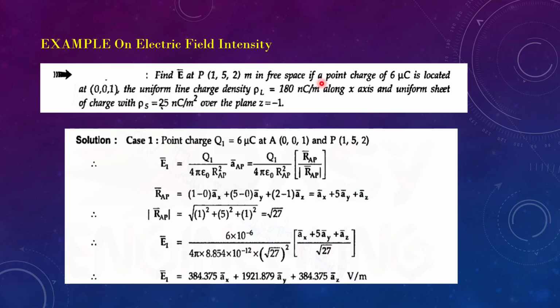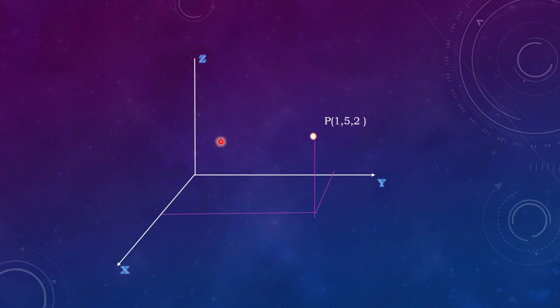So first, if we see the Cartesian coordinate system x, y, z, the point P is at (1, 5, 2). In the first case, we will find the intensity at point P due to a point charge. We already know the equation. Intensity due to a point charge is given by Q upon 4 pi epsilon naught R square into AR cap, right?